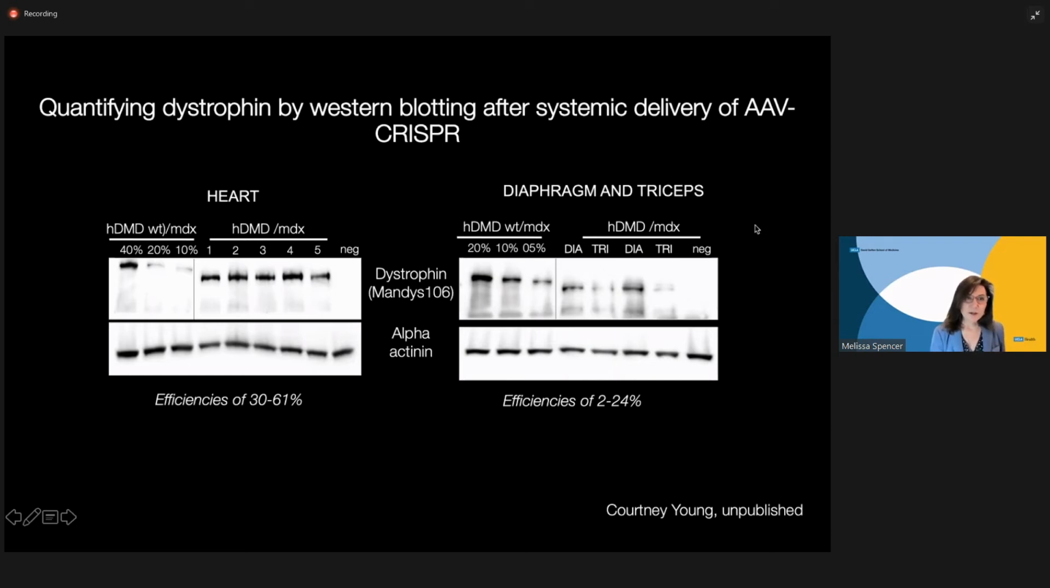But when we do skeletal muscle, we have less dystrophin. We get between 2 and 24% depending on the muscle. So I'm showing you here diaphragm and tricep. You can see the diaphragm is giving higher levels of dystrophin than the tricep. And we think this is really not the efficiency of the platform in different muscles, but rather the efficiency of transduction by the adeno-associated virus. And these are things we're working to improve in my lab.